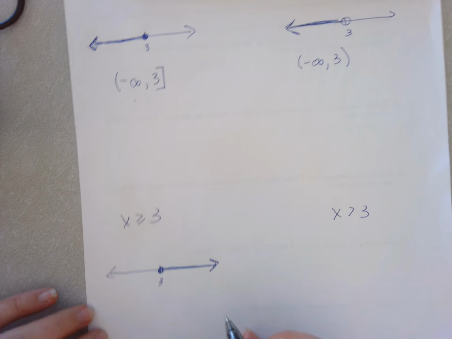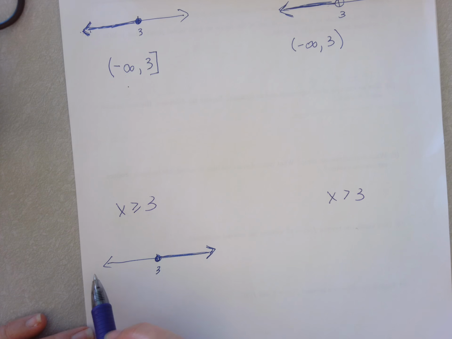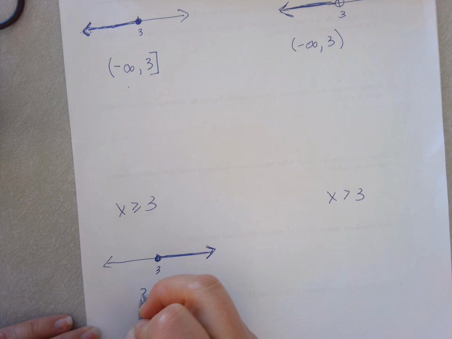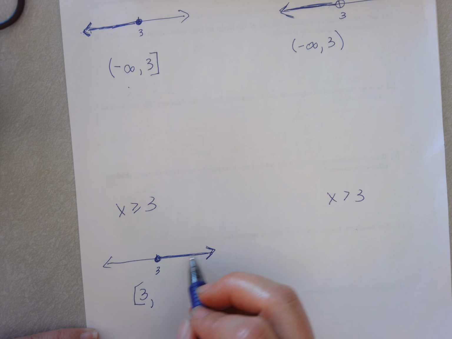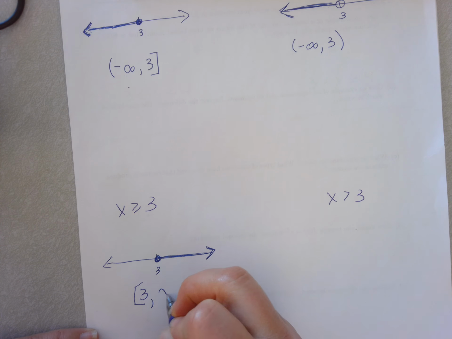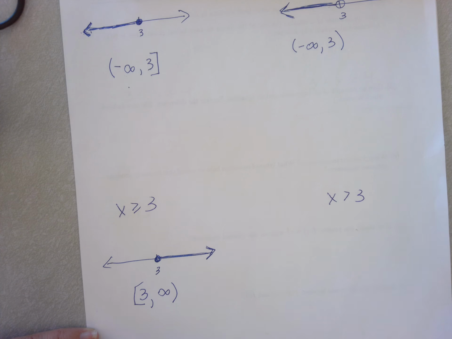So now from left to right, 3 is the smallest thing. I scan from left to right, and 3 is the first thing, basically the farthest to the left. It's included, so I'm going to use a square parenthesis here. This time my graph is going off into a positive direction, which we just call positive infinity. And again, just like negative infinity, I always use a rounded parenthesis.